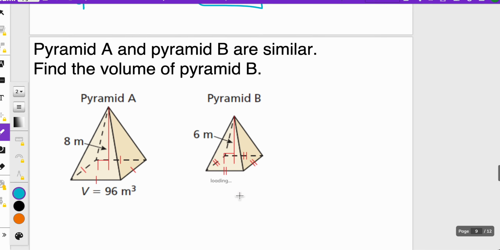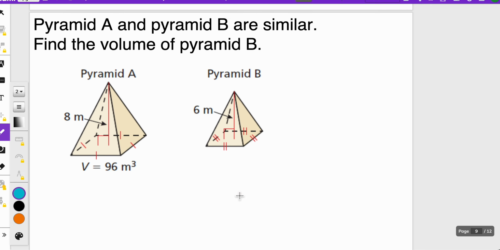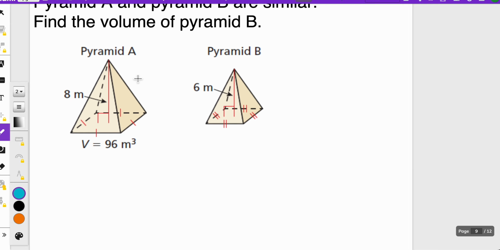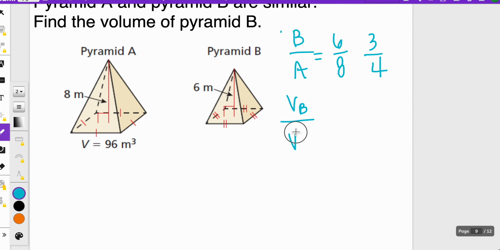Okay. Pyramid A and pyramid B are similar. Find the volume of pyramid B. Remember, you could do this by setting your scale factor. I'm going to go from B to A, which is 6 to 8, or 3/4. So the volume of B over the volume of A can be found by taking 3/4 and cubing it.